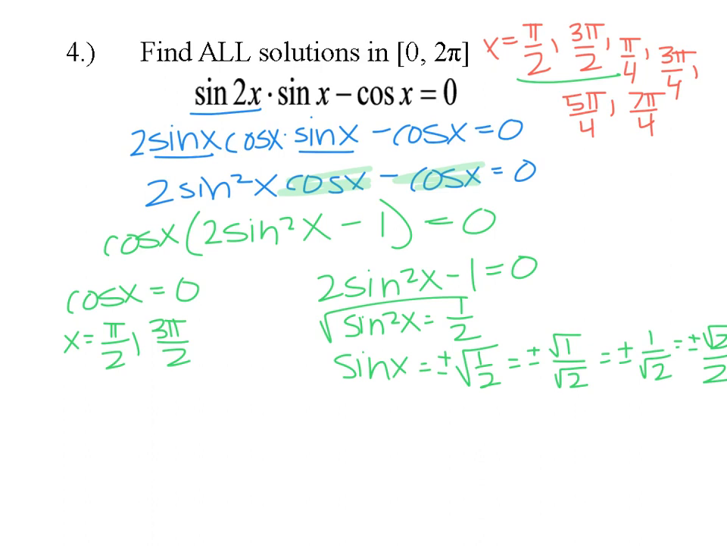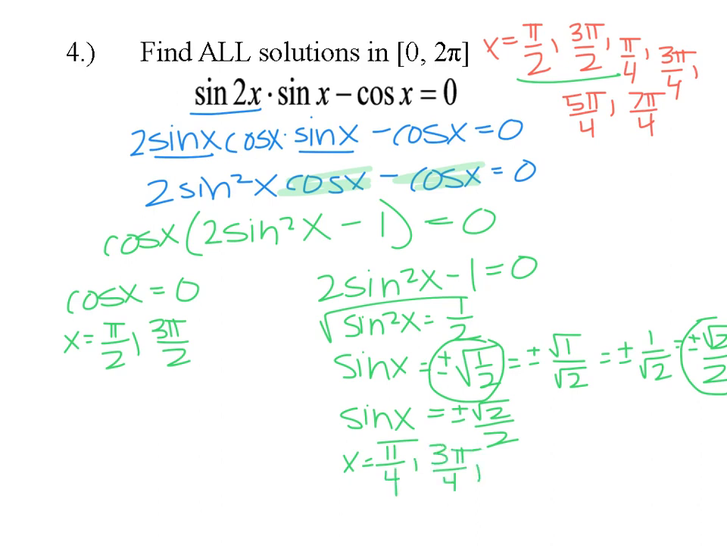One important thing to remember is that the square root of 1/2 is always going to be equal to root 2 over 2. So in this particular case, we are solving for where sine is equal to positive or negative root 2 over 2. And that happens at all of your pi over 4 radians. So x is going to equal pi over 4, 3 pi over 4, 5 pi over 4, and 7 pi over 4.